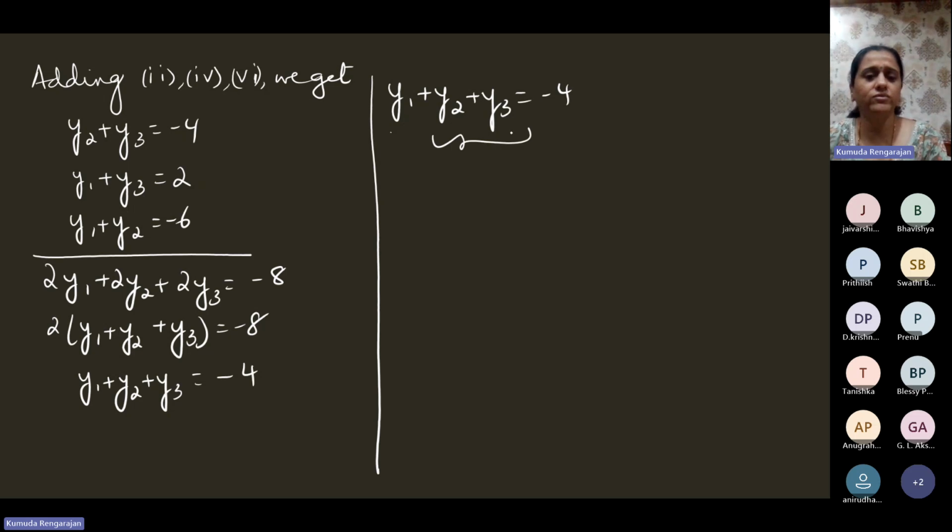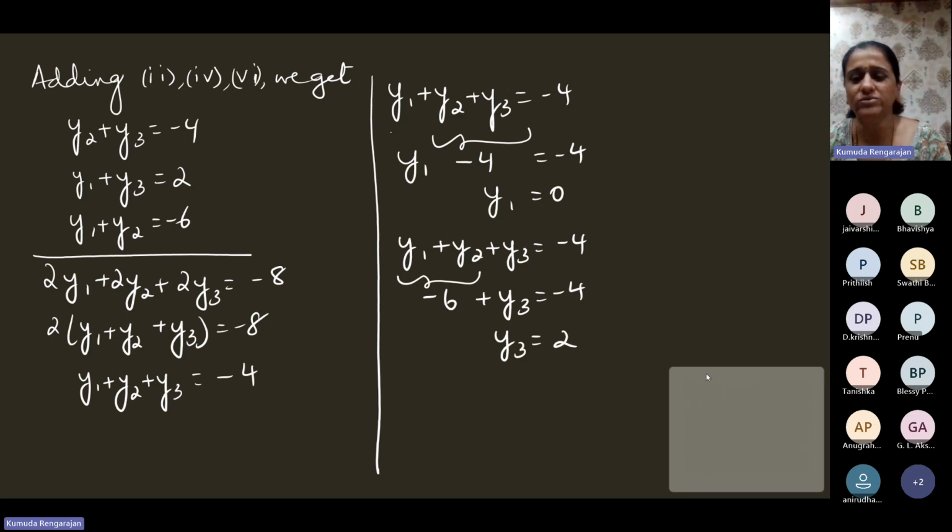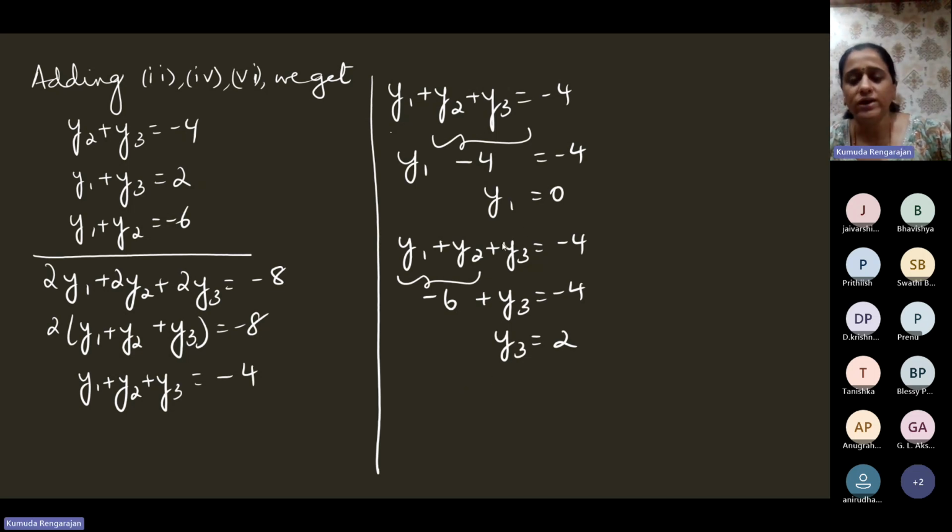You can substitute this also. What is y2 plus y3? Minus 4. You can find y1 first. Y2 plus y3 is minus 4, so y1 minus 4 is equal to minus 4. So y1 is equal to 0. You can also do it like this. Y1 plus y2 plus y3 is equal to minus 4. So what is y1 plus y2? Minus 6. So minus 6 plus y3 is equal to minus 4. So y3 is equal to 2. Anyways, you just have to substitute and find. Now we have found y1 and y3. We have to find y2. So where do we have y2? We have y2 plus y3, which is equal to minus 4. So y2 plus 2 is equal to minus 4. y2 is equal to 6.